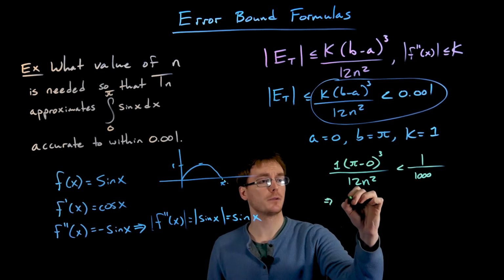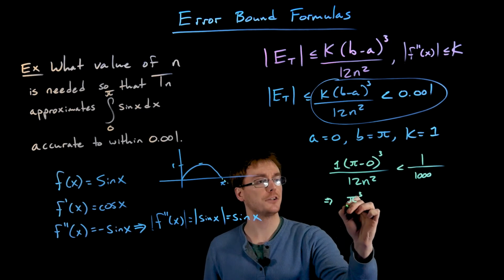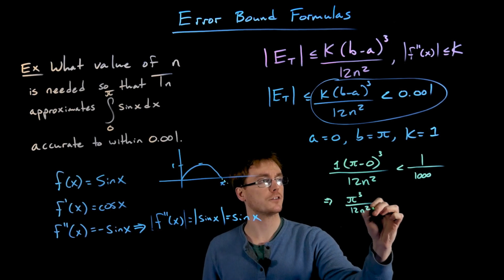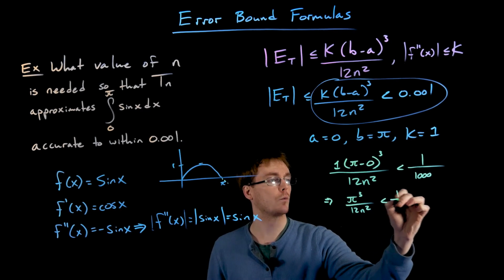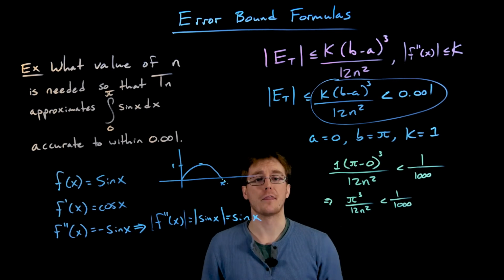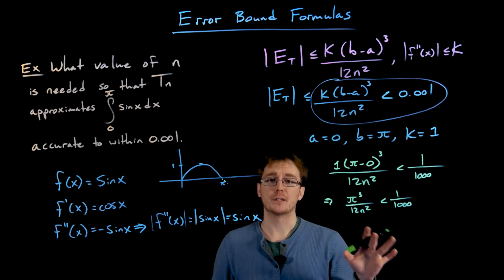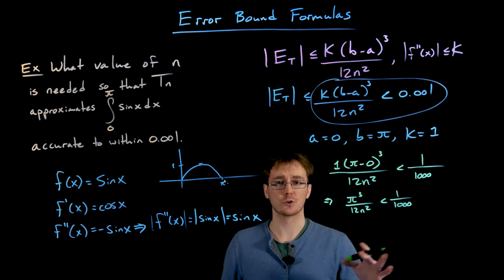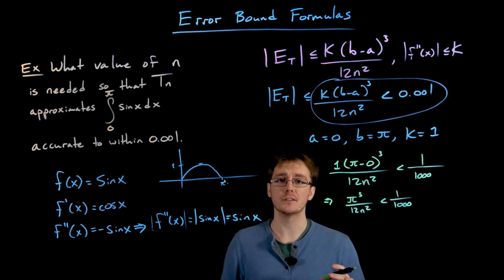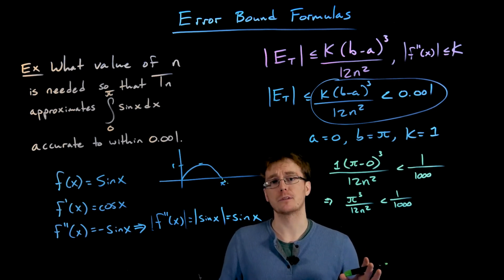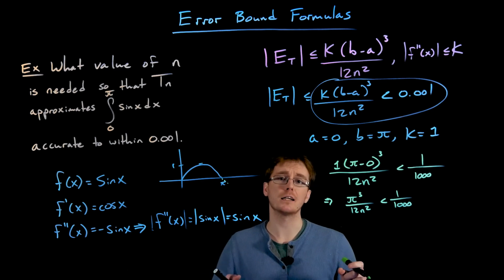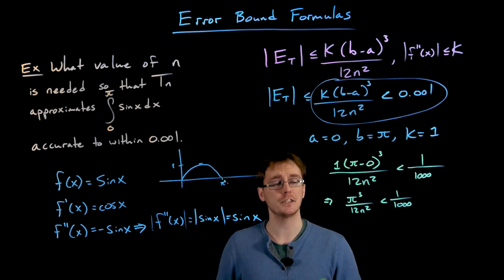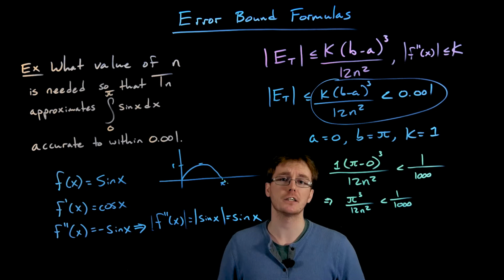And so if we clean this up a little bit, just simplify it, we get pi cubed over 12n squared is less than 1/1000. Now to make any progress from here, we have to be a little bit careful and remember some of those rules for working with and manipulating inequalities. Basically, it's the same as working with an equation, but if you reciprocate both sides of an inequality and the sign doesn't change, then you have to reverse the direction of your inequality.